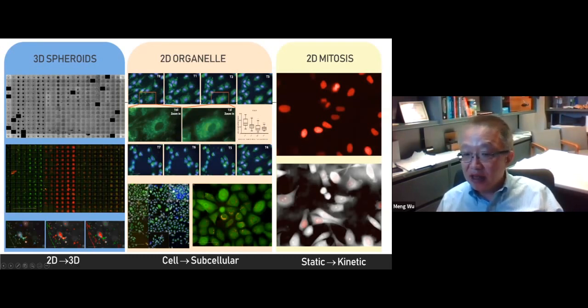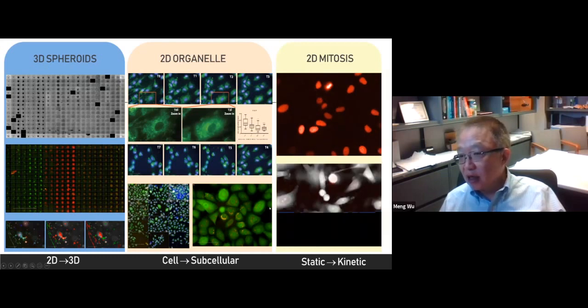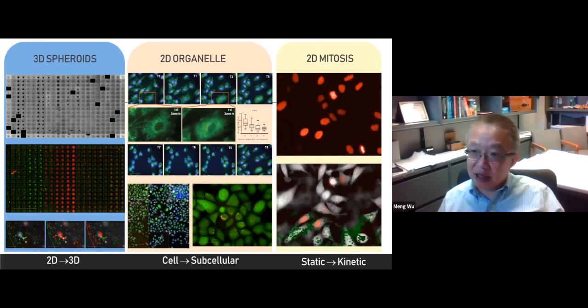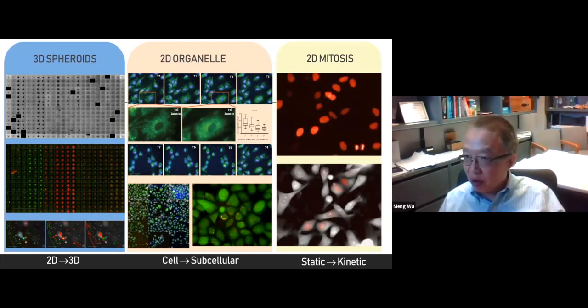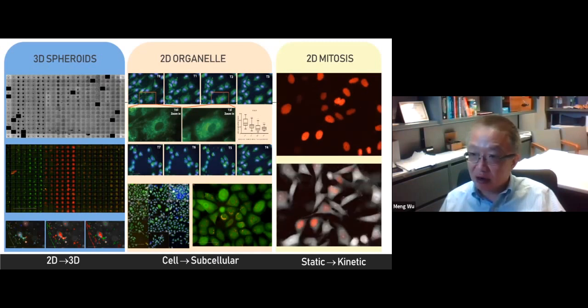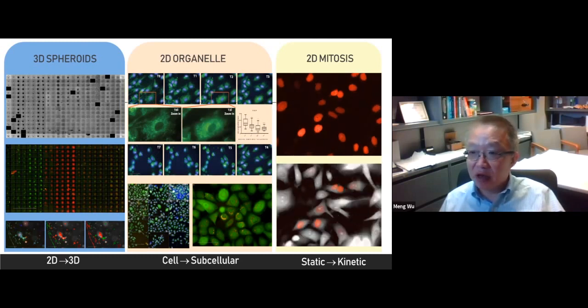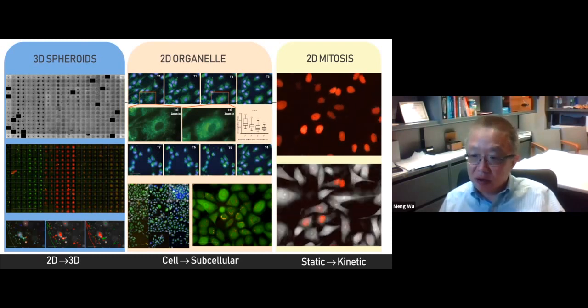In the middle part, we come from the cellular level to the subcellular level. You can see the 2D organelle. The showcase here is different kinds of mitochondrial screening, mitochondrial imaging cases. On the left side, what we show here is 3D mitosis. We can do kinetic rather than static, either endpoint or single time point. We can follow the live cell, in the current case over a 3 hour time frame, and observe the mitosis.